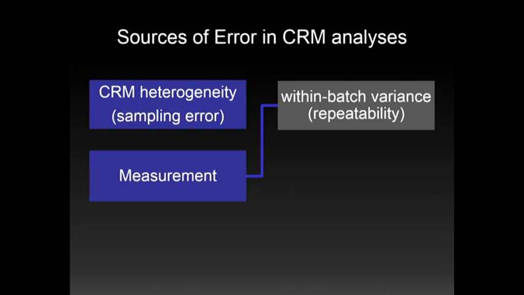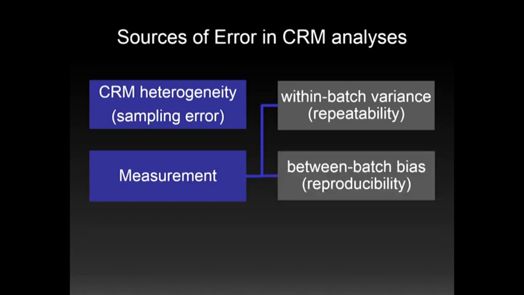Between batch bias, you're sending samples on a different week and you've got a different operator using a different machine, different calibration solutions, so these all contribute to errors. And there's between laboratory biases due to slight differences in the methodology and having different equipment and different operators, different expertise and reagents, etc.